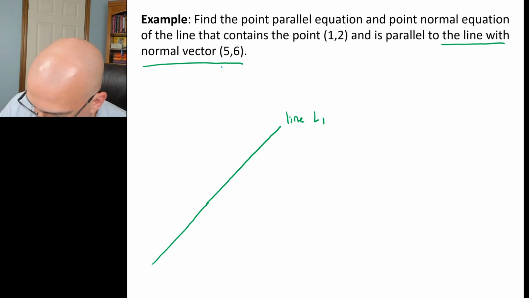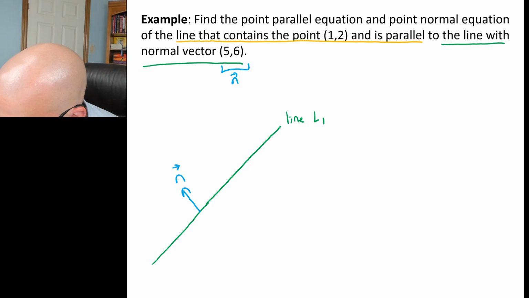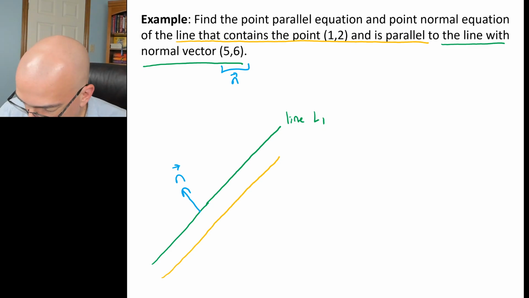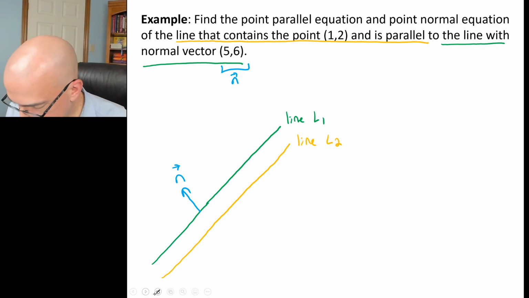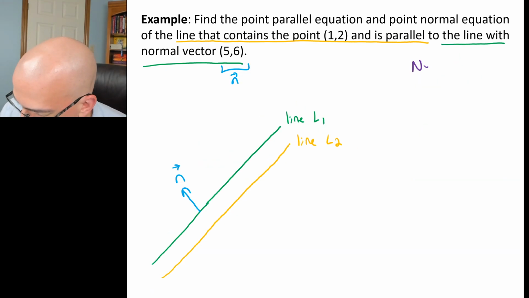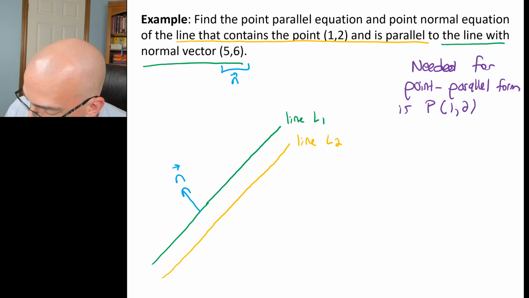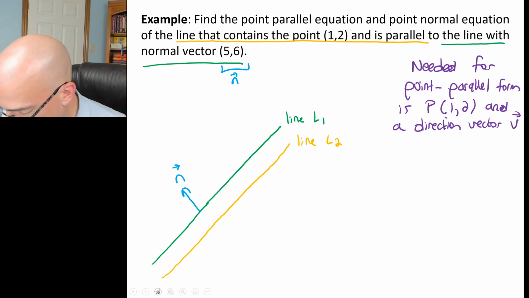It has a normal vector n, 5, 6. So now that vector goes like this. Okay, and then it says there's a second line that contains the point 1, 2 and is parallel to this first line. So I'm going to draw a parallel line. Line L2. And think about what we need. Needed for point parallel form is P 1, 2 and a direction vector. Which we don't have. We have a normal vector.